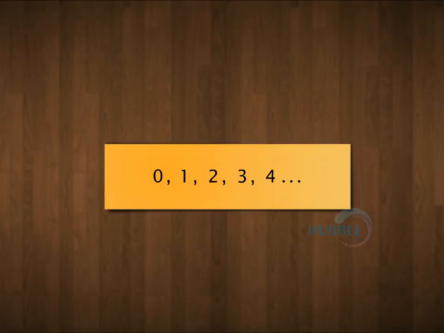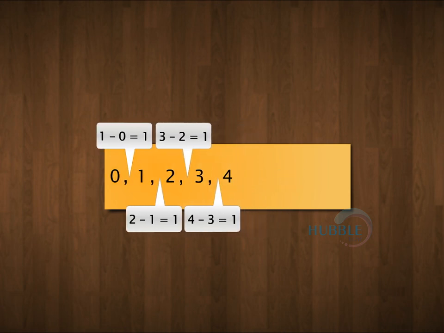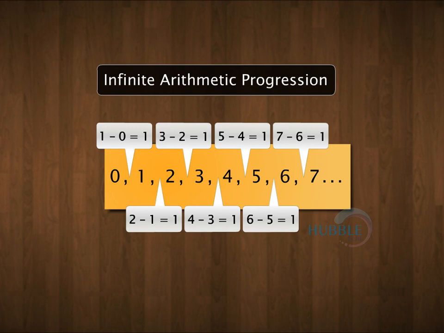Now, let's take the example of whole numbers. This sequence of whole numbers is an arithmetic progression because the difference between any two terms, that is common difference, is constant and is equal to 1. However, whole numbers are never-ending, and so the terms in this arithmetic progression can go on and on without end. This type of arithmetic progression is called infinite arithmetic progression. It is usually represented by 3 dots. Note that an infinite arithmetic progression has no last term.